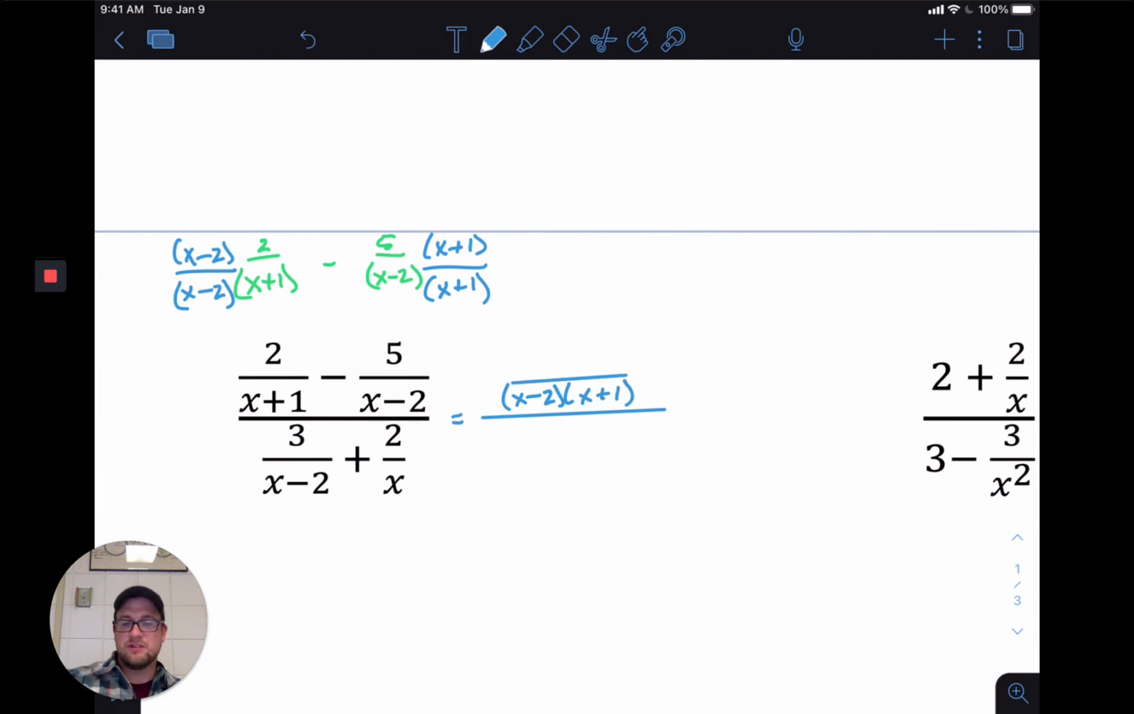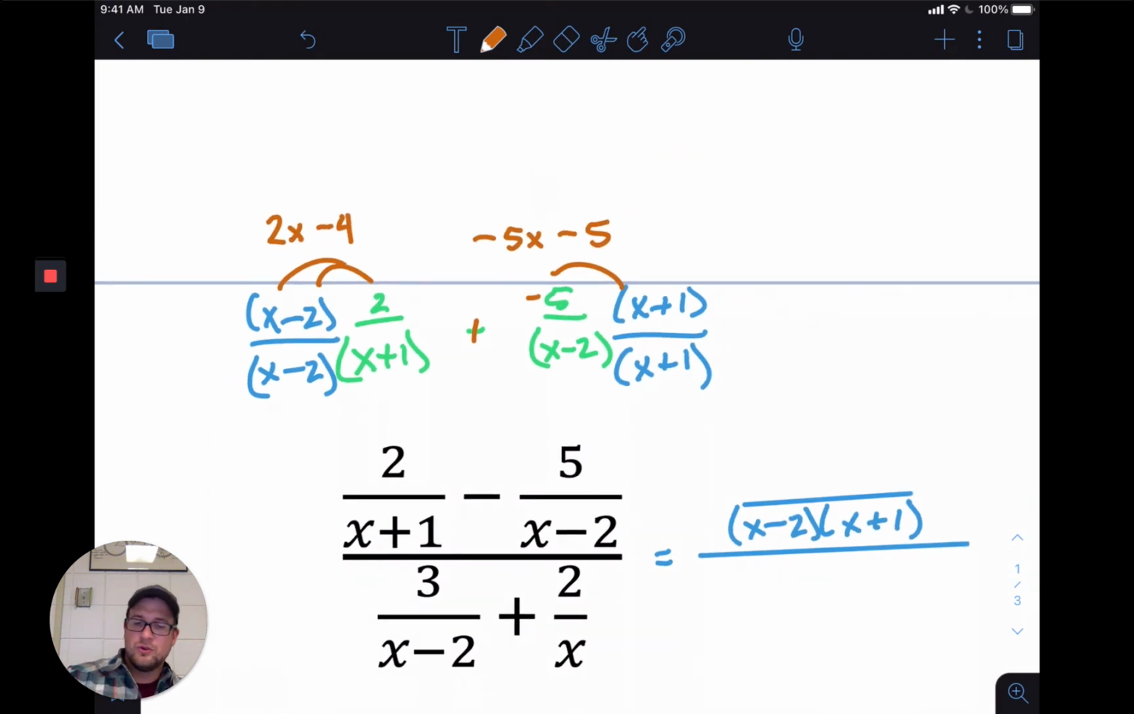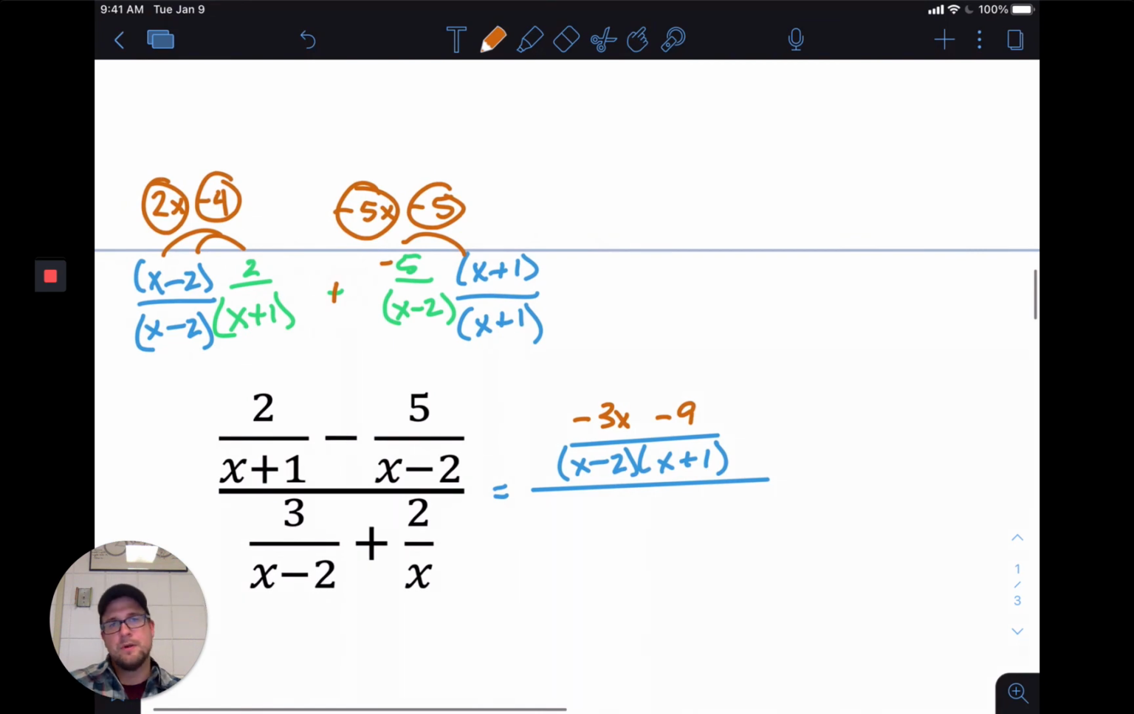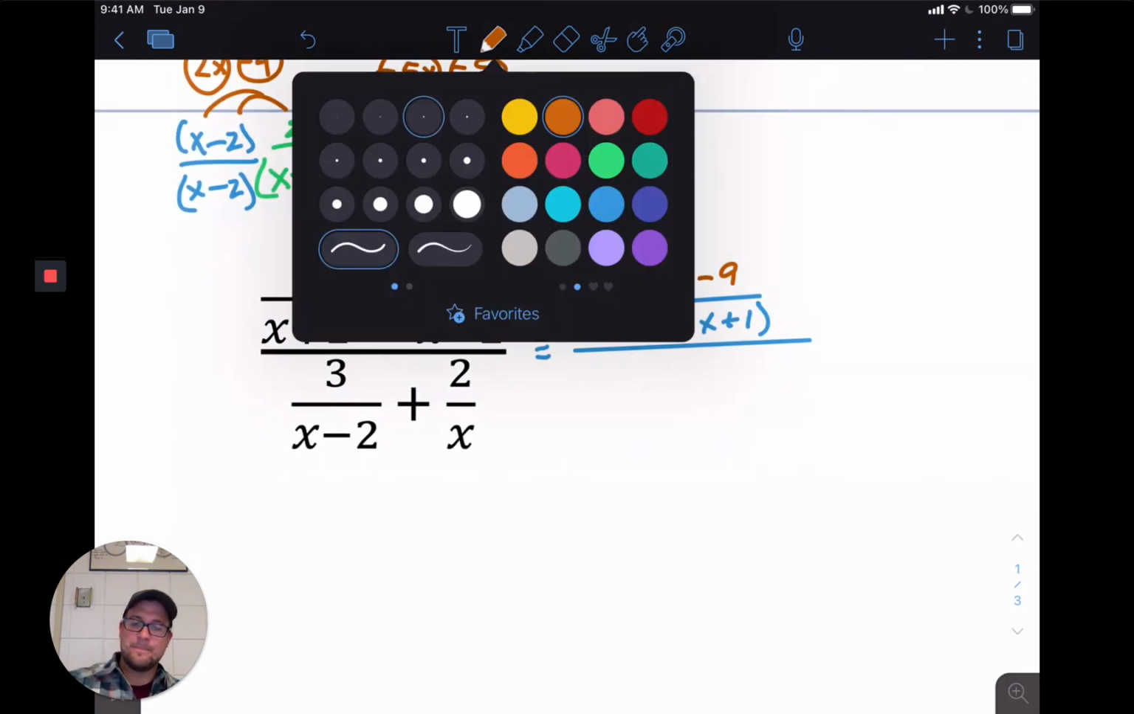Our numerator is a little bit more complicated. So we will start by distributing this out. We'll have 2x minus 4. We'll tack the negative on up here, and we'll have a minus 5x minus 5. 2x, take away 5x, is going to give us a minus 3x. And a negative 4, take away 5, will be a minus 9. Let's leave that there for now, and let's move to the next one, the bottom.